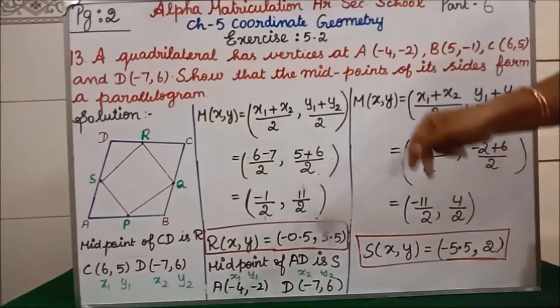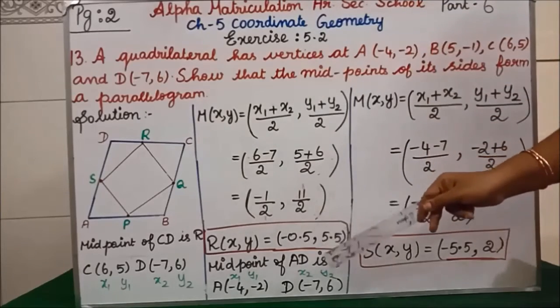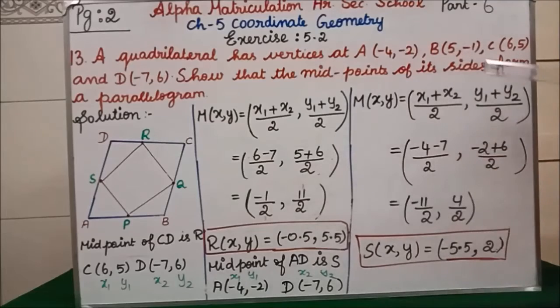Again, midpoint of AD is S. So A point, D point, we are taking the same midpoint formula. x1 value is minus 4, x2 value is minus 7, y1 value is minus 2, y2 value is 6. So minus minus add means minus 11 by 2. Subtract 6 minus 2 is 4 by 2. 11 divided by 2 is minus 5.5. 4 divided by 2 is 2. So S point we have got minus 5.5, comma 2.